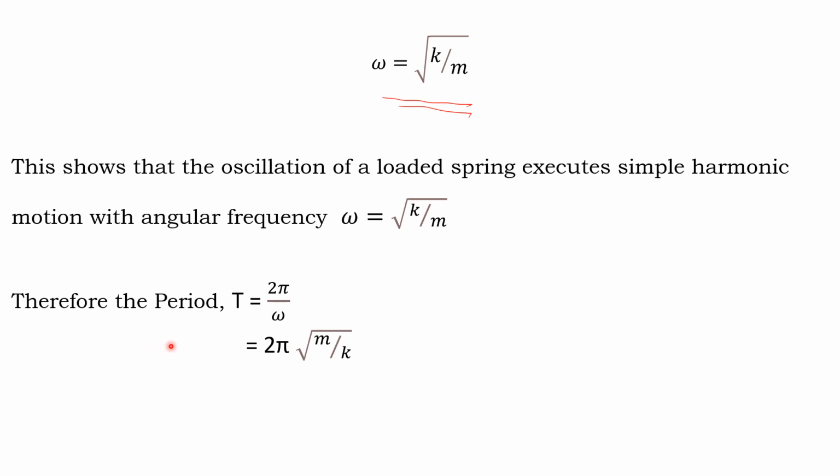Therefore, the period of oscillation of a spring mass system can be represented as T is equal to 2 pi by omega, but omega is root of k by m. Therefore, the period T is equal to 2 pi into root of m by k. That is, the period of oscillation of a spring mass system depends on the mass attached to the spring and also on the force constant, or spring constant, of the spring.